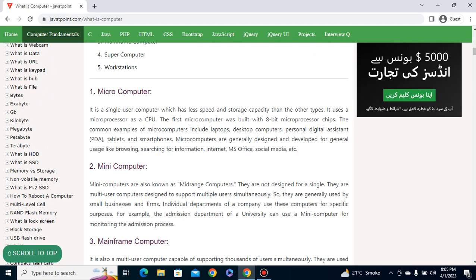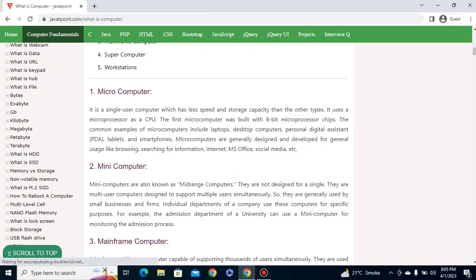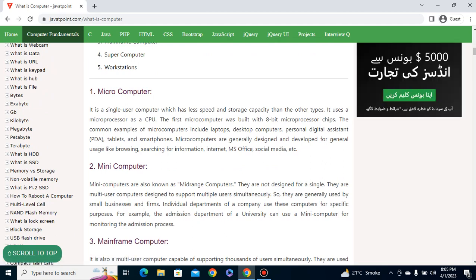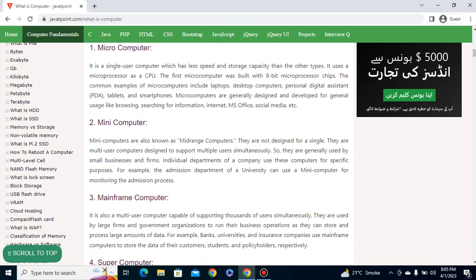Mini computer. Mini computers are also known as mid-range computers. They are not designed for a single user. They are multi-user computers designed to support multiple users, so they are generally used by small businesses and firms. Individual departments of a company use these computers for specific purposes. For example, the admission department of a university can use a mini computer for monitoring the admission process.